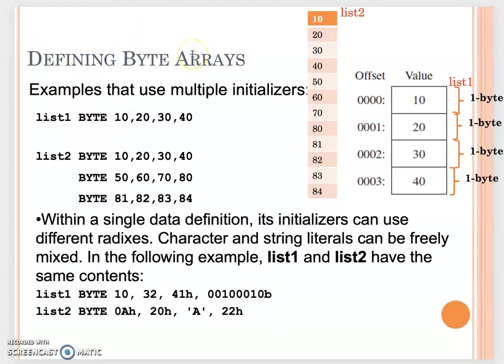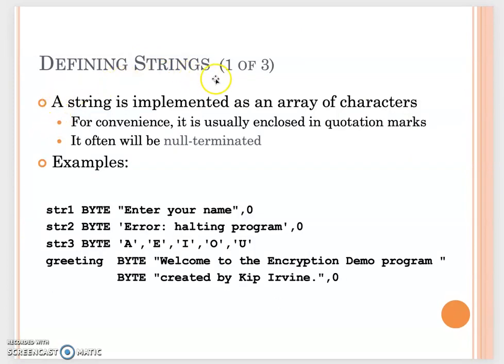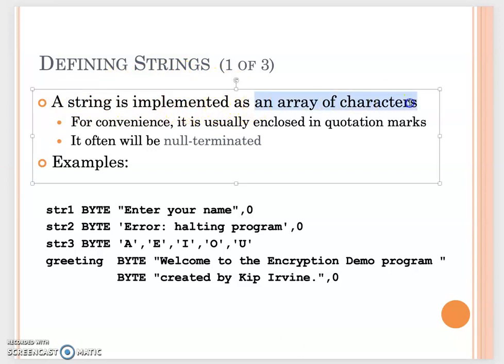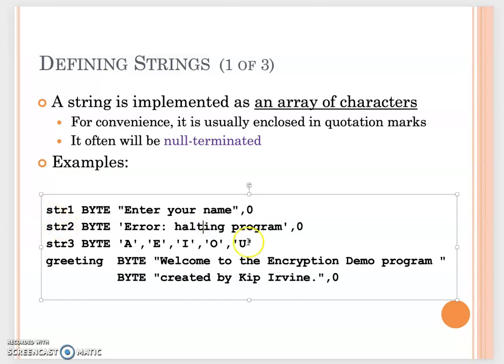So this one shows how to define a byte variable and byte array. But you can also define a string. When you define a string, it's implemented as an array of characters. We all know a string is actually just an array of characters, and each character is 1 byte. For convenience, it is usually enclosed in quotation marks. It can be double quote or single quote in assembly language. But don't forget, they have to be null terminated. So you need to have the 0 character, the null character, at the end. So that's how we define the string.